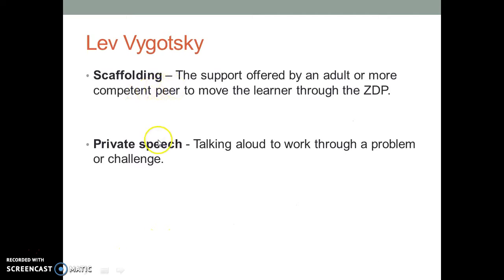So there are two things that are used. One is scaffolding, and that is the support or help offered by an adult or a more competent peer to move the learner through the zone of proximal development. There's also private speech, which is talking aloud to work through a problem.